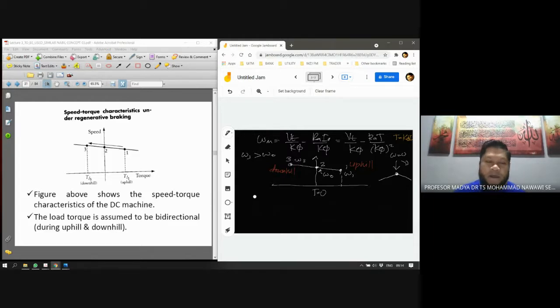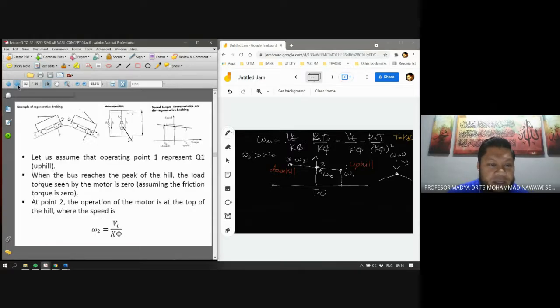Okay. I'm going to share with you the solutions, some examples to look at how we get that omega 3 and so on after the class. So that's the idea. Then we go further. Let's assume that operating point 1 represents Q1, uphill. When the bus reaches the peak of the hill, the load torque seen by the motor is 0. So the load torque also equals 0.